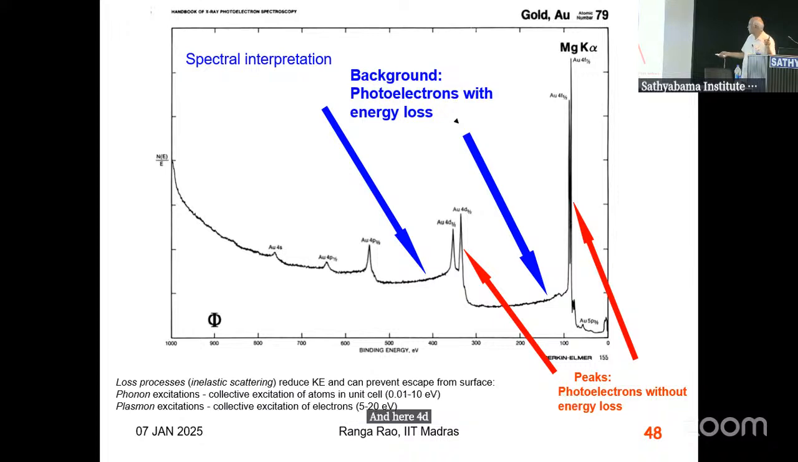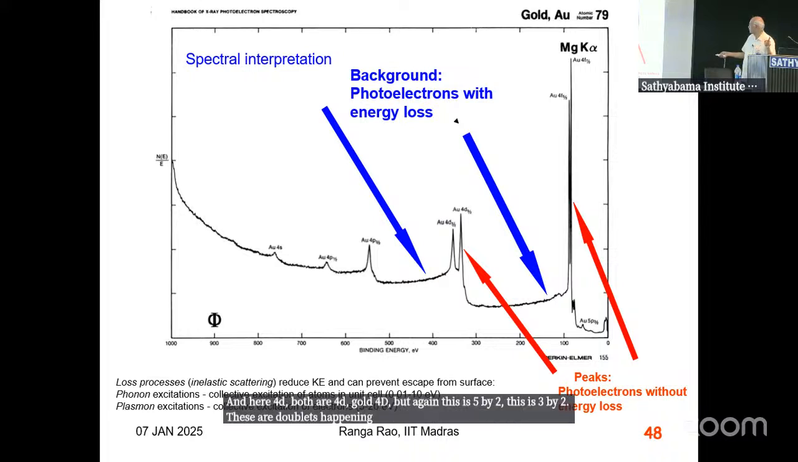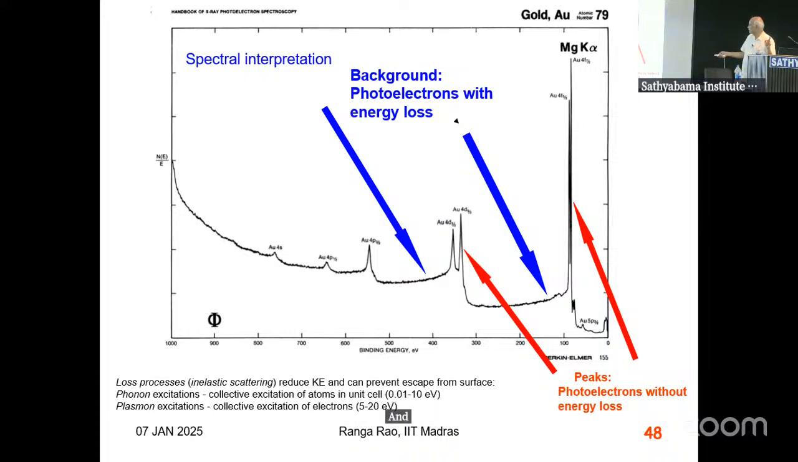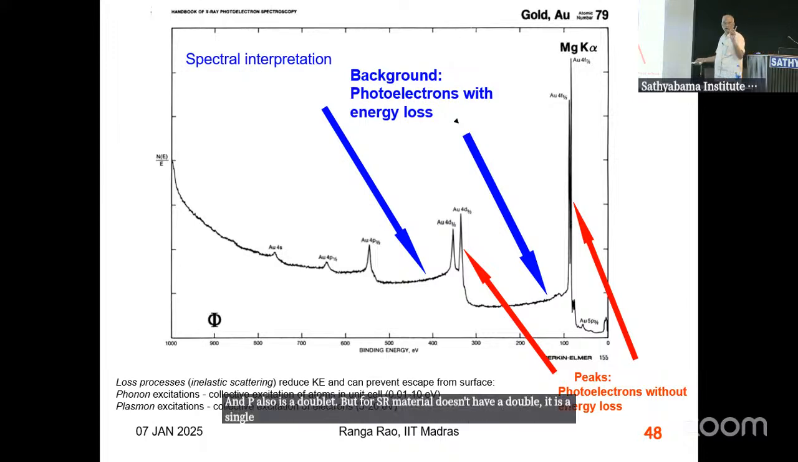And here 4D. Both are 4D, gold 4D. But here this is 5/2, this is 3/2. There are doublets happening here. This is a doublet. This is a doublet. And P also is a doublet, but the S orbital doesn't have a doublet; it is a single line. So that is something which we need to now understand.